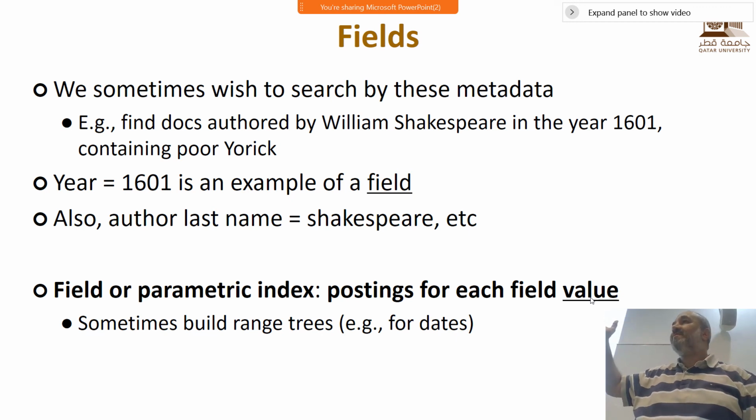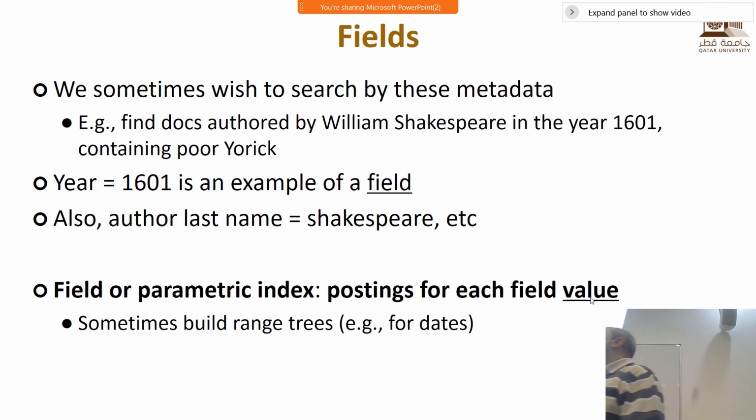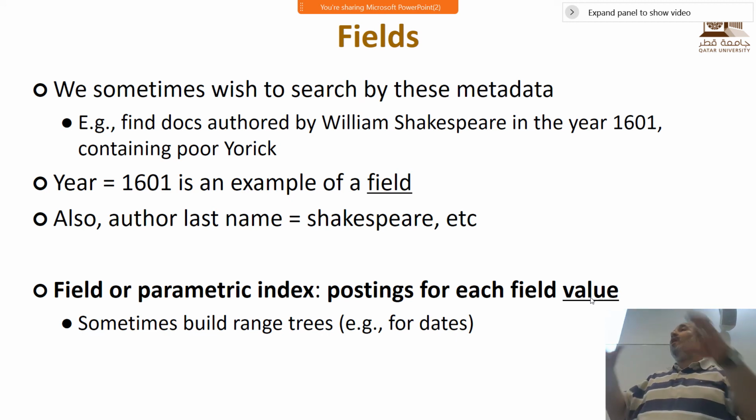It's not free text. So anything that's not free text is called a field. Anything that's free text is called a zone. Yes, it can be enumerated. Exactly.